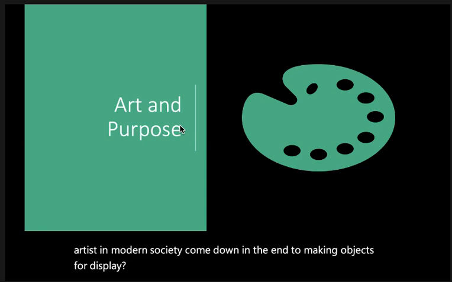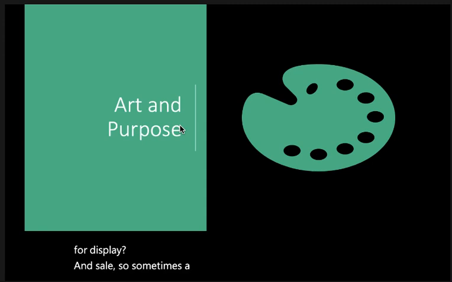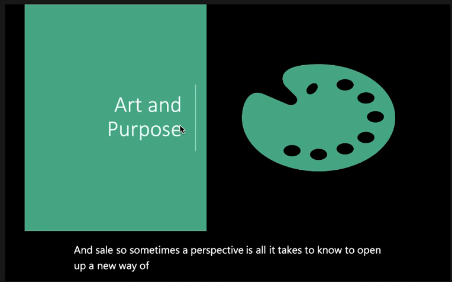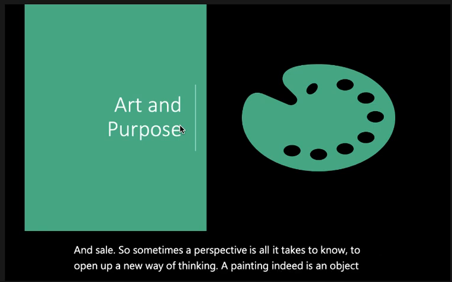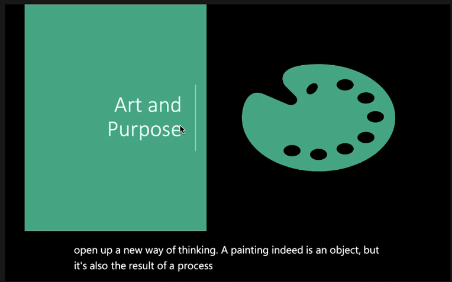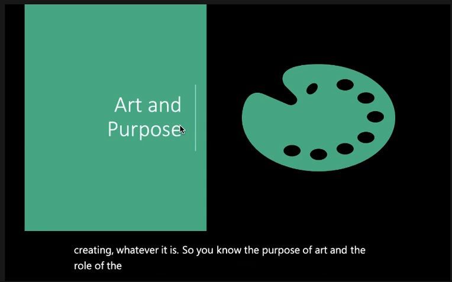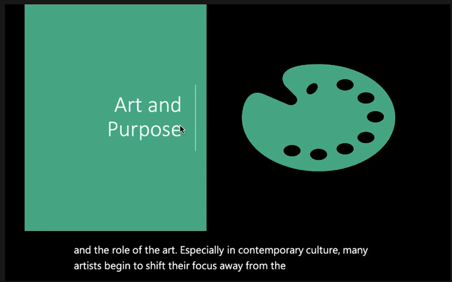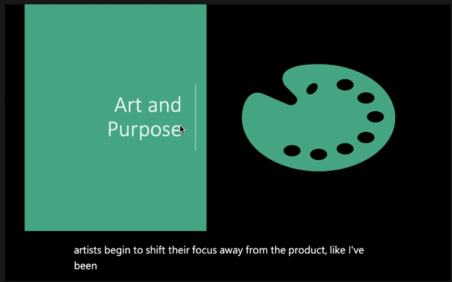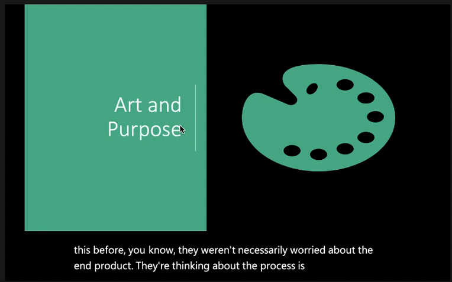Sometimes a perspective is all it takes to open up a new way of thinking. A painting indeed is an object, but it's also the result of a process, the activity of painting, drawing, creating, whatever it is. So, the purpose of art and the role of the artist, especially in contemporary culture, many artists begin to shift their focus away from the product. Like I've been mentioning before, they weren't necessarily worried about the end product. They're thinking about the process, and how it might be meaningful for themselves.